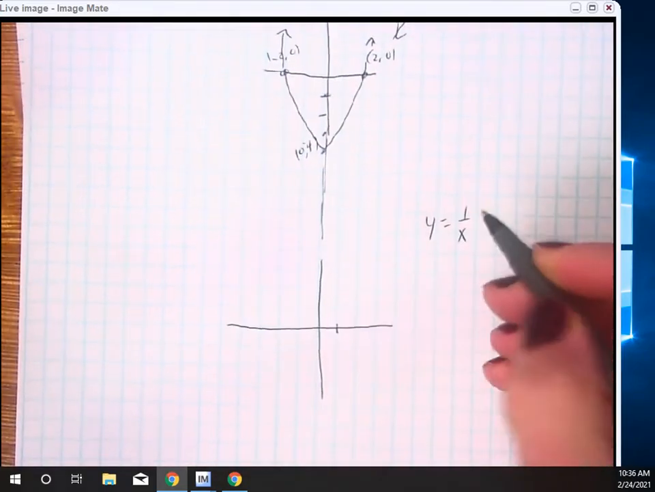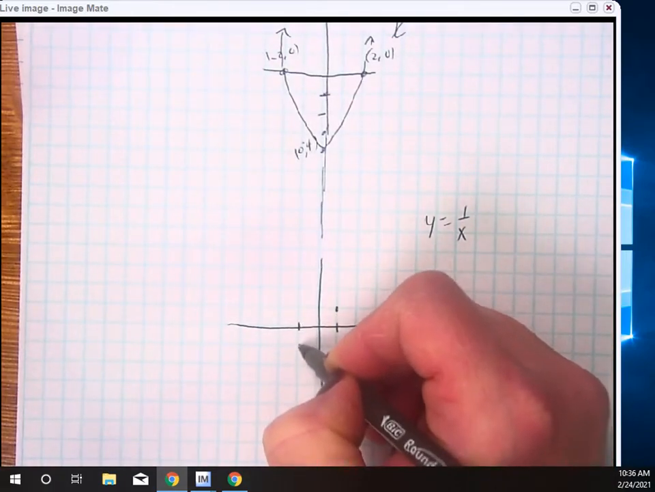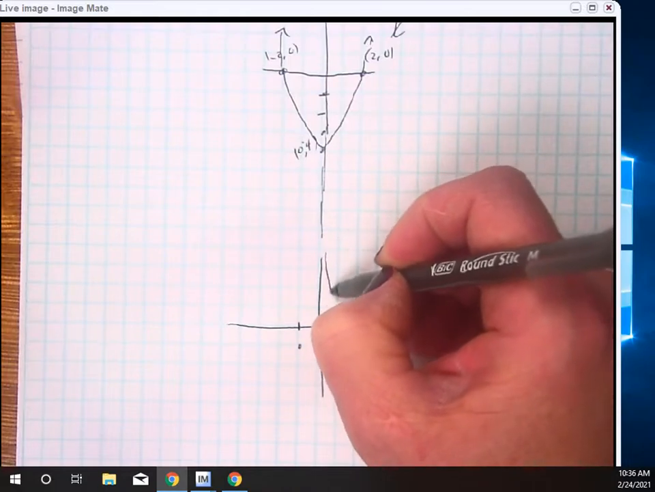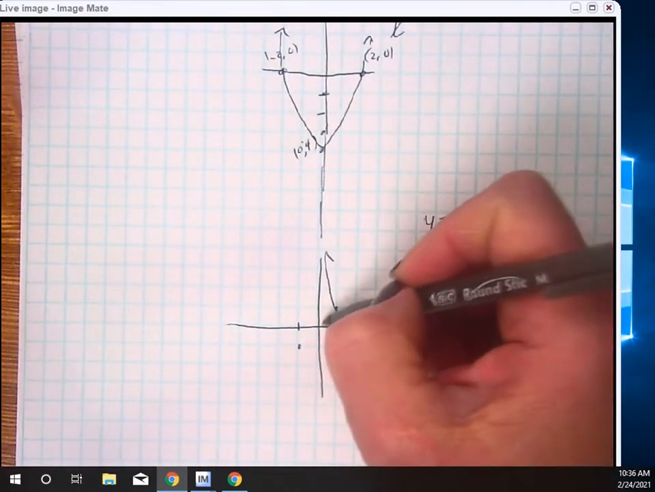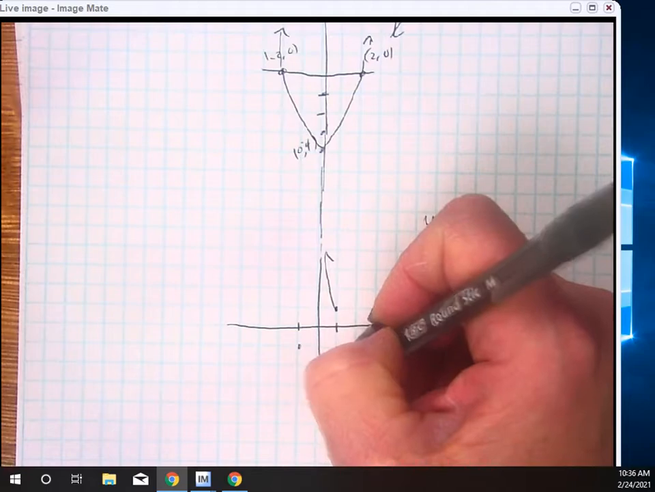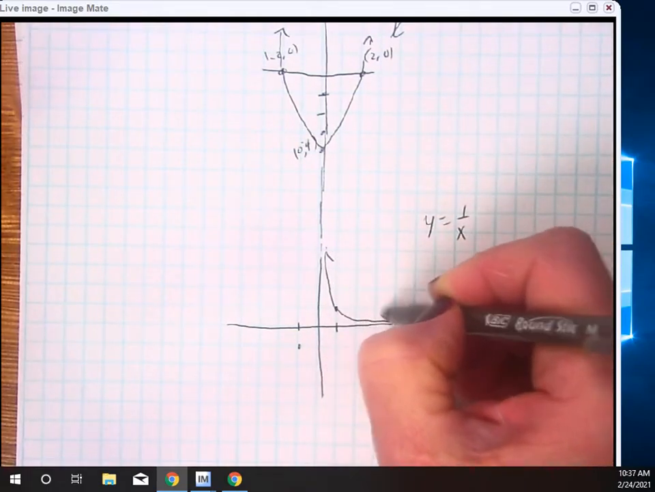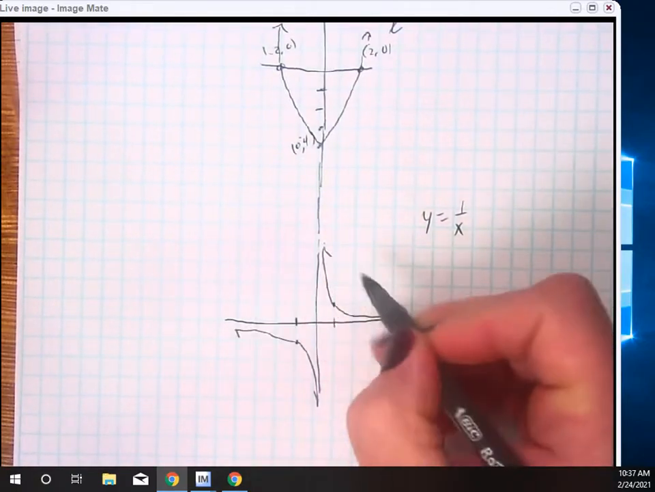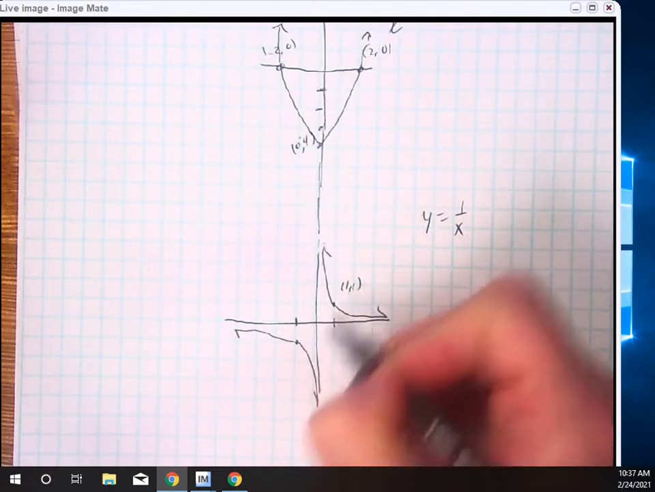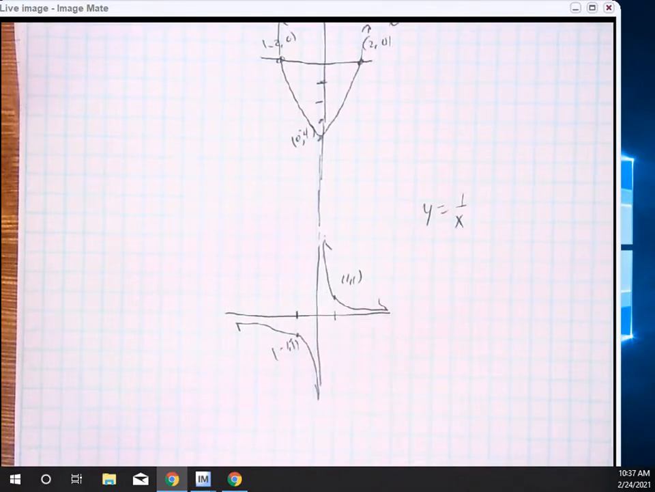At 1, I'm at 1. At -1, I'm at -1. But then it gets closer, closer, closer. What number can I not divide by? 0. So 0 is not in my domain. So I'm not going to cross this vertical asymptote. Okay, I'm going to get closer, closer, closer, and I'm going to get closer, closer, closer. There's also a horizontal asymptote on this one. And you only have 2 points that you have to label.